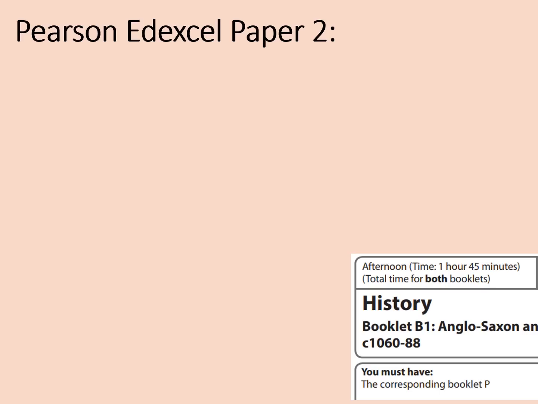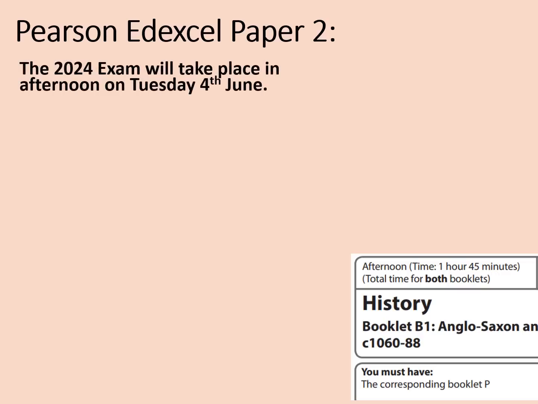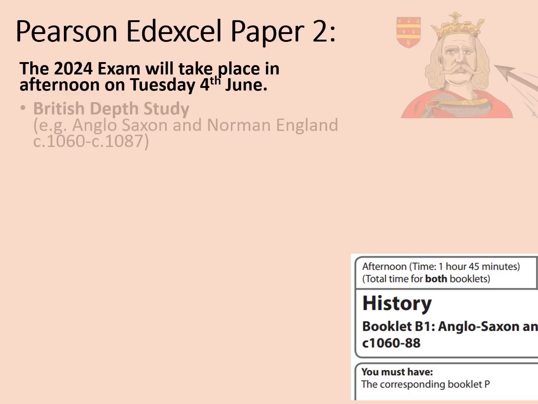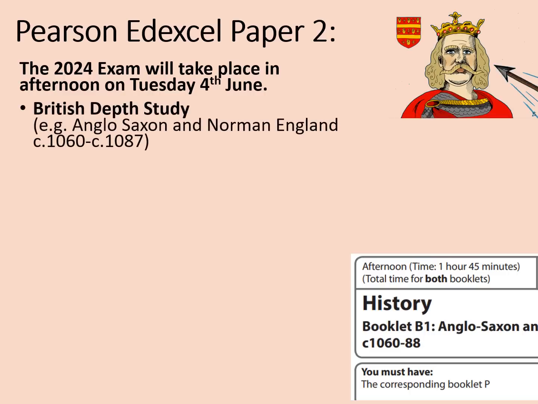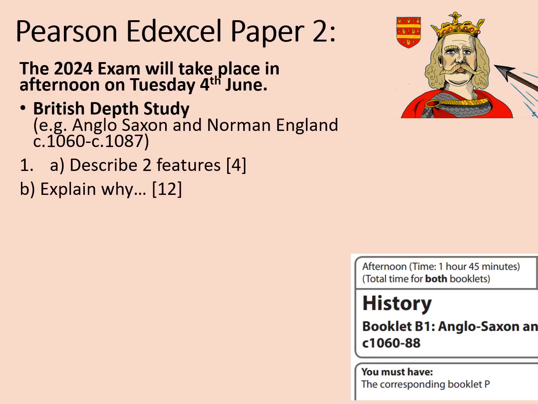Let's remind ourselves of the structure of the Pearson EdExcel Paper 2. The 2024 exam will take place on the afternoon of Tuesday the 4th of June. It'll consist of a British depth study, for example, Anglo-Saxon and Norman England, circa 1060 to 1087. There'll be 3 questions to answer here. The first, A, will be to describe 2 features for 4 marks. Then you'll have to explain why for 12 marks.